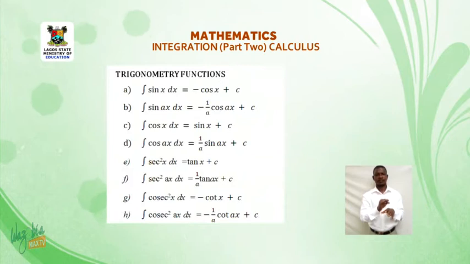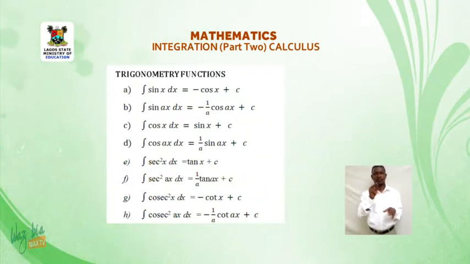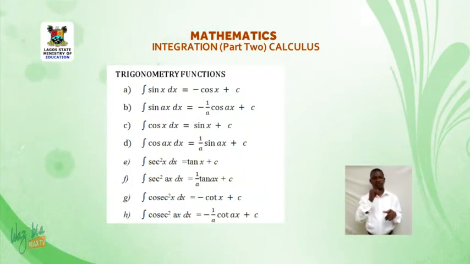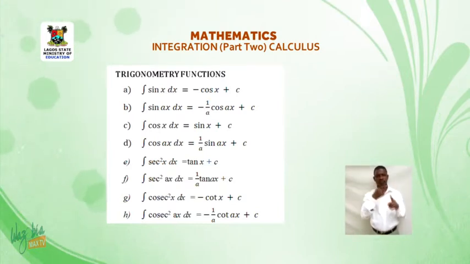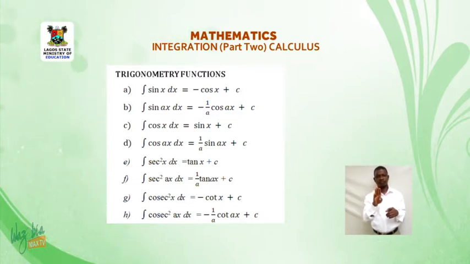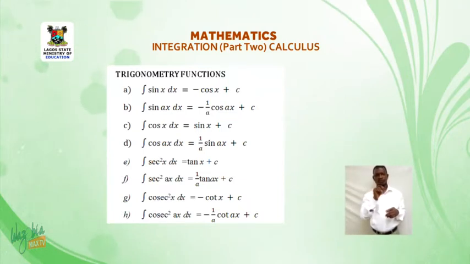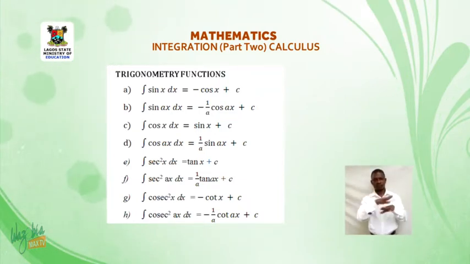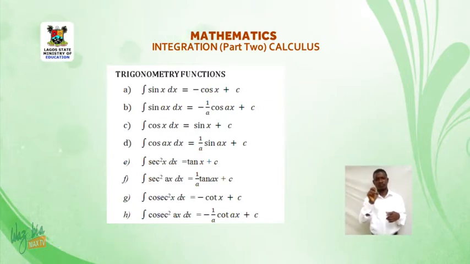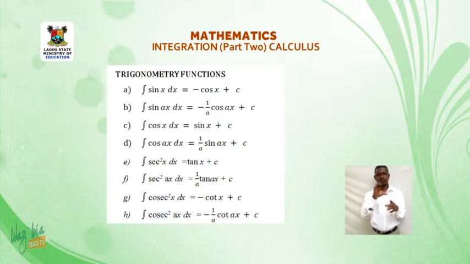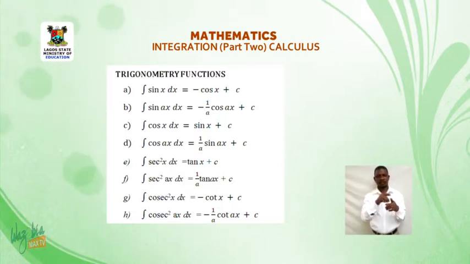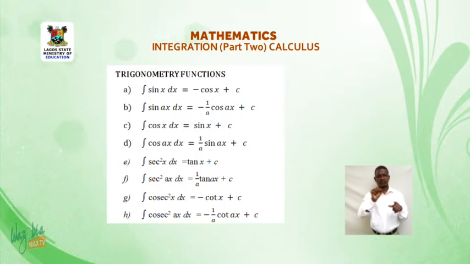Trigonometric functions. A. The integral of sine x with respect to x is equal to minus cos x plus c. B. The integral of sine ax with respect to x is equal to minus 1 over a cos ax plus c. C. The integral of cos x dx is equal to sine x plus c.